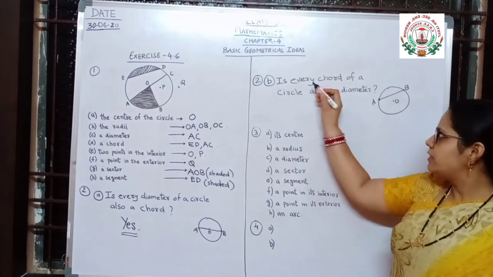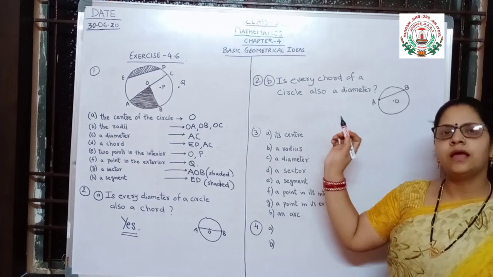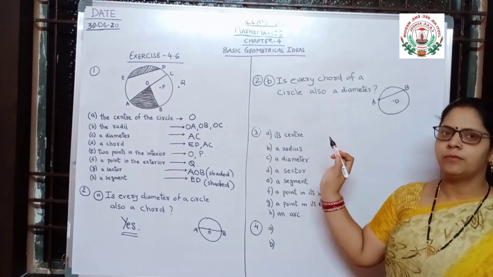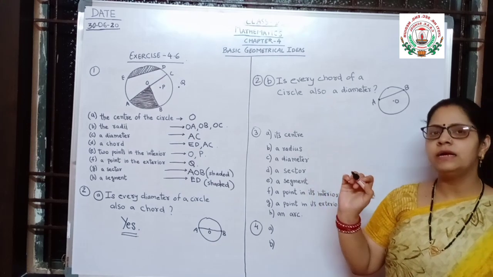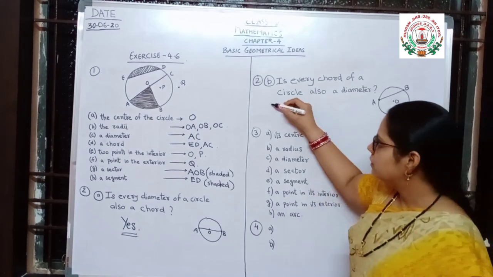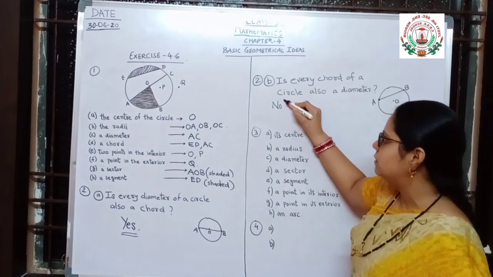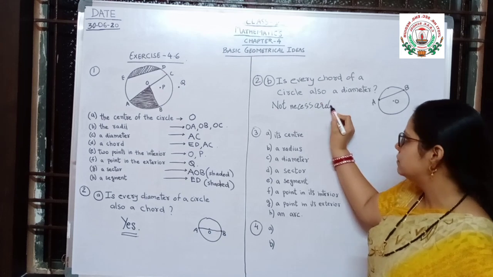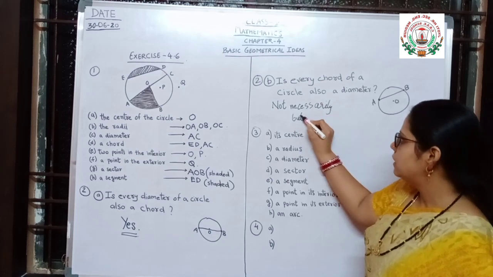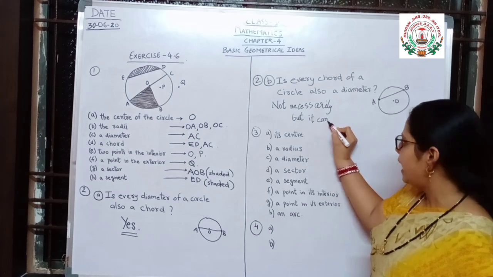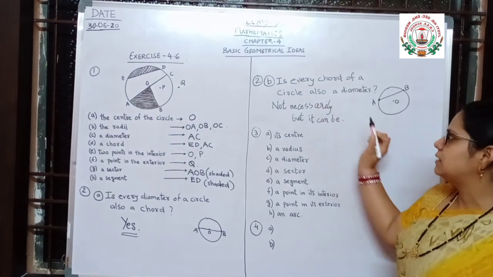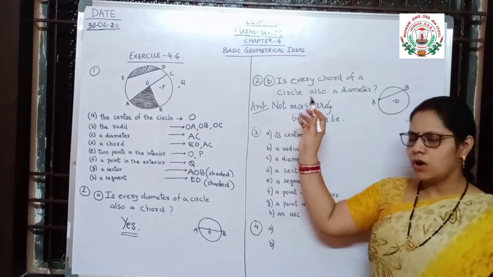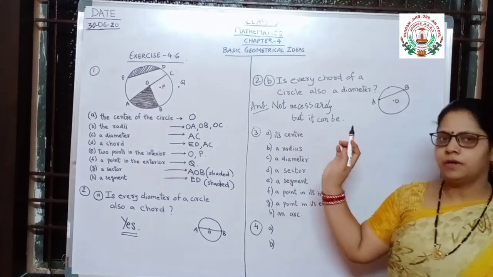No. So every chord is not necessarily a diameter. It is not necessary that every chord will be a diameter. It can be a diameter but not necessarily. So here you will write down not necessarily. It can be a diameter but not necessarily.